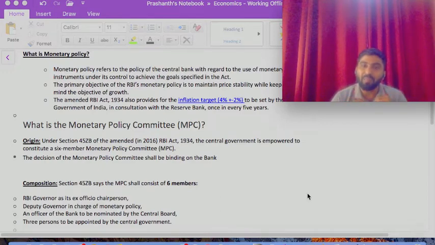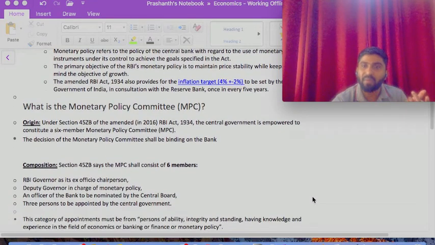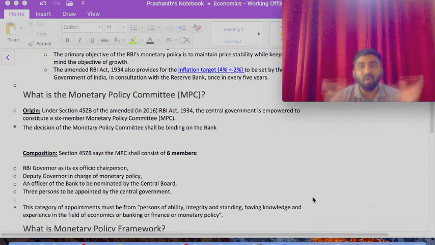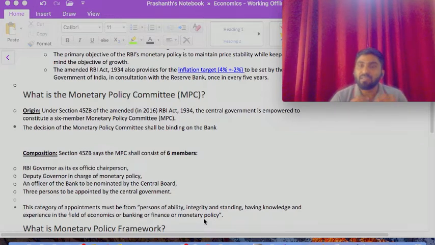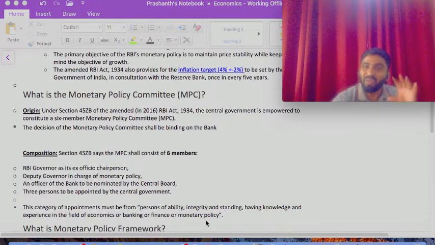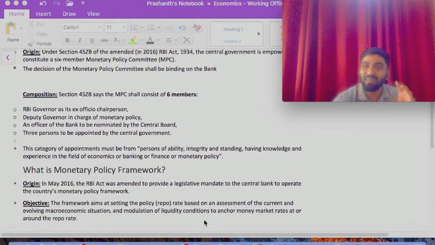The other 3 people will come from the central government. The central government takes up the appointment of the remaining 3 people, but it is not that they can appoint anybody. The appointed person should be a person of ability, integrity and standing, having knowledge and experience in the field of economics or banking or finance or monetary policy. This is the job description, we can say, when the central government is appointing a person to the Monetary Policy Committee. Now coming to the framework wherein the Monetary Policy Committee has been formed.